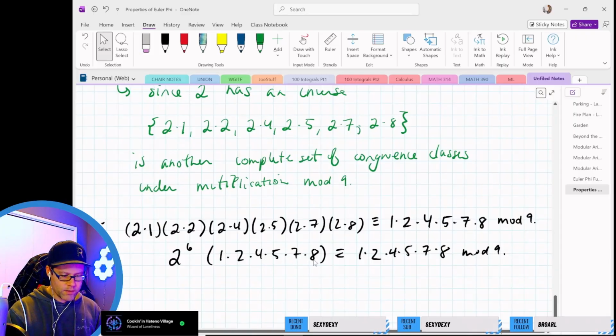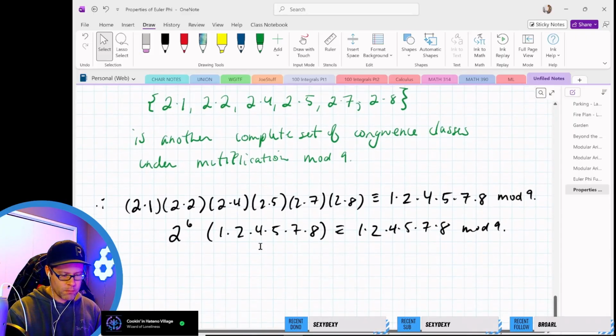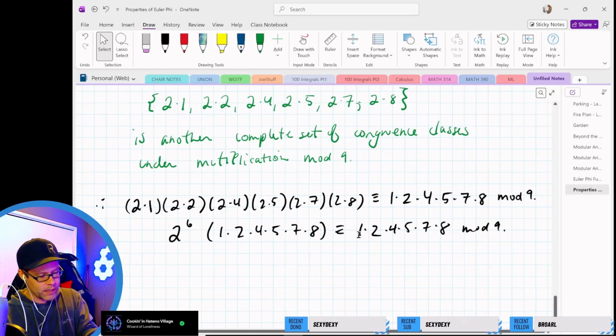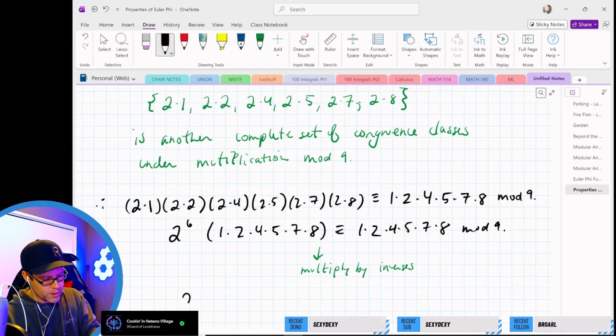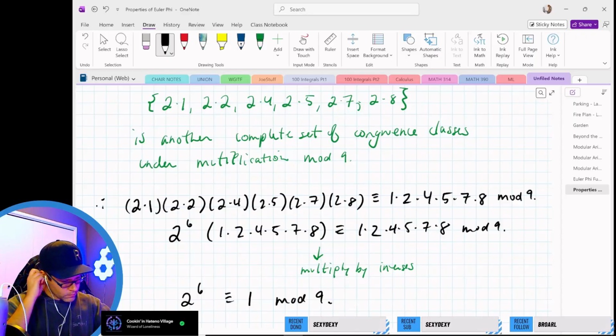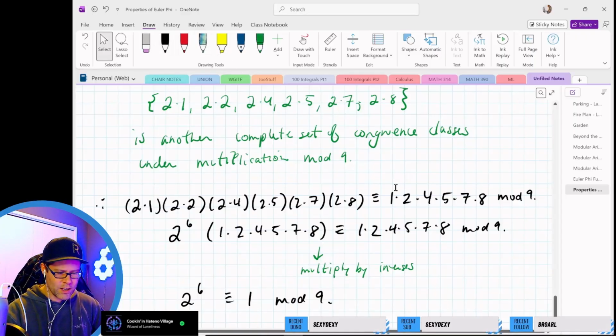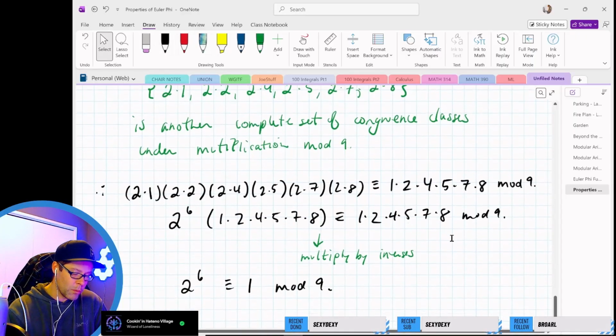And we know that each one of these elements has an inverse, so we can multiply by the inverse elements here to basically get what we want. So we will multiply by the inverse of all the elements we need to. That's going to give us 2 to the 6 congruent to 1 mod 9. So hopefully that gives you a little bit of the structural backbone as to why this is going to work.